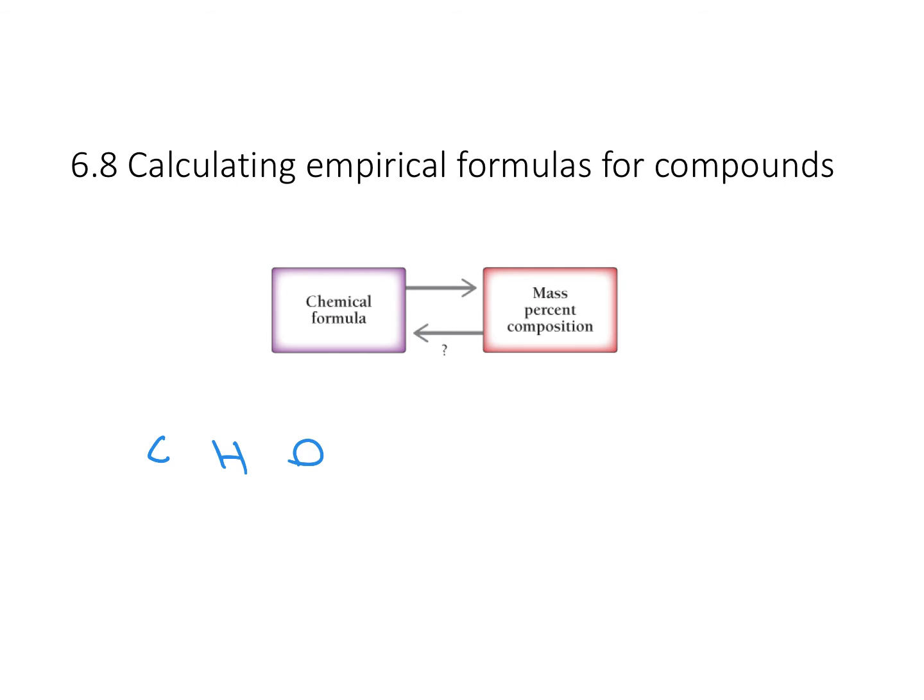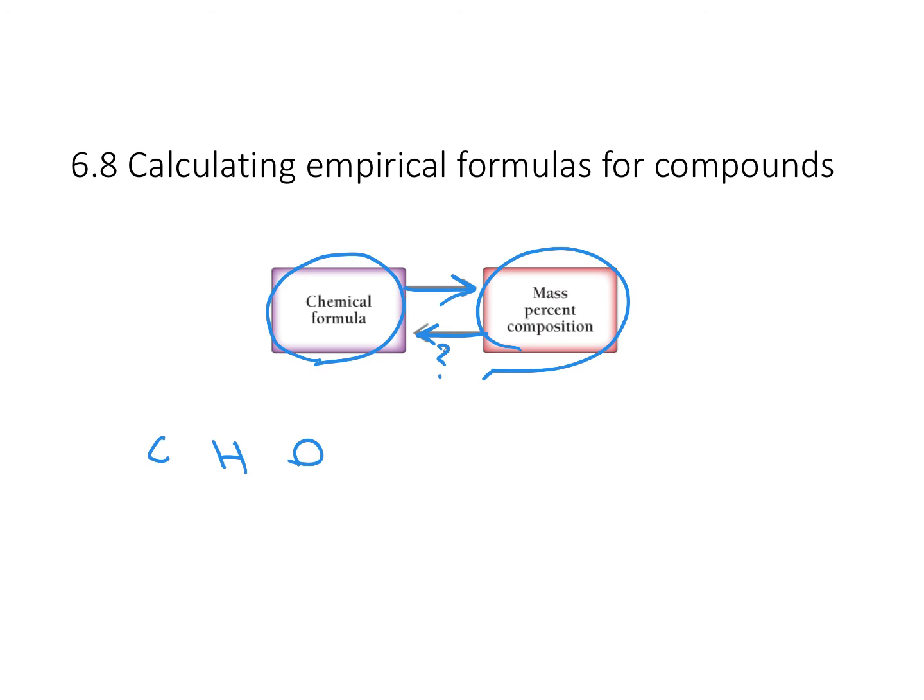Right? So we can find mass percent composition from a chemical formula. Now the question is, can we do the reverse? And the answer is yes. We can find the empirical formula if we have the mass percent composition, which is basically having the grams of the constituent elements, right?